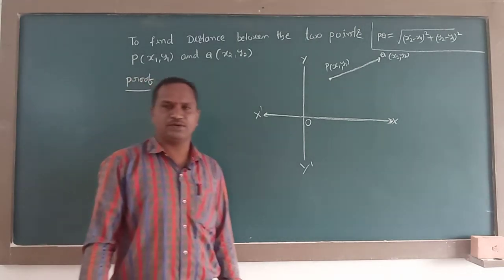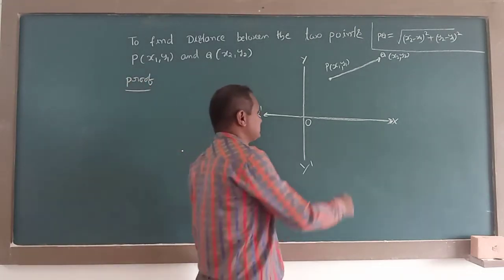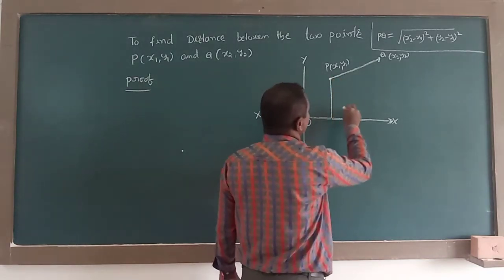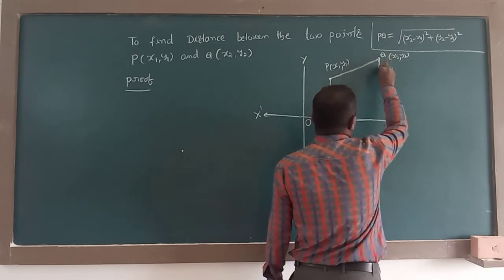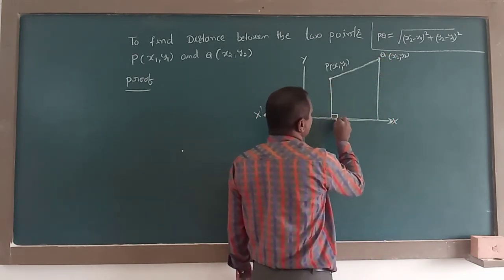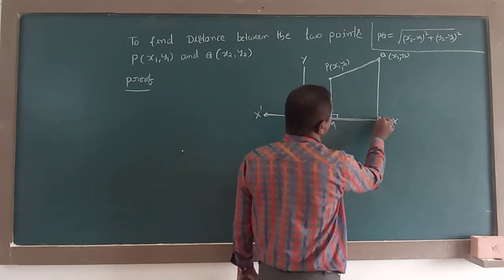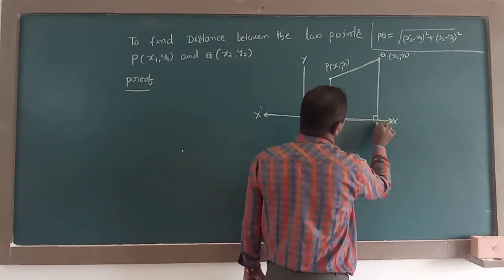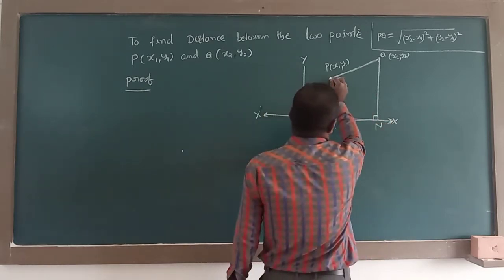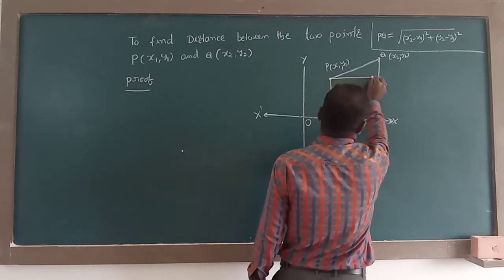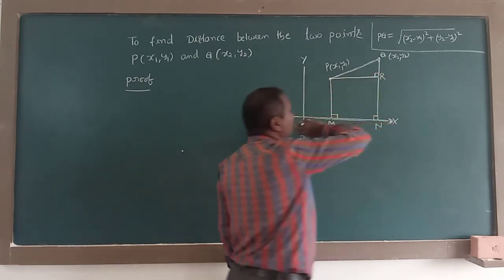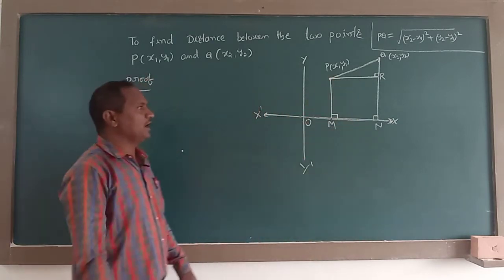Draw perpendiculars from the points P and Q onto the x-axis. So PM is one perpendicular line here, and QN is another perpendicular line here. And also draw one more perpendicular line PR from the point P onto the line QN.